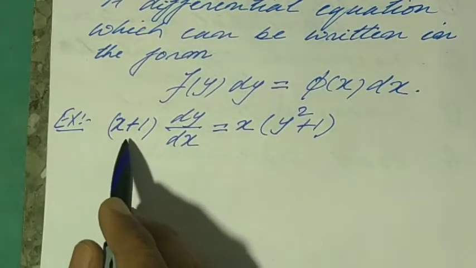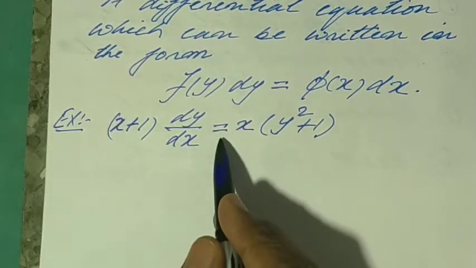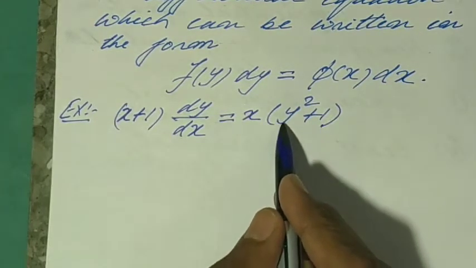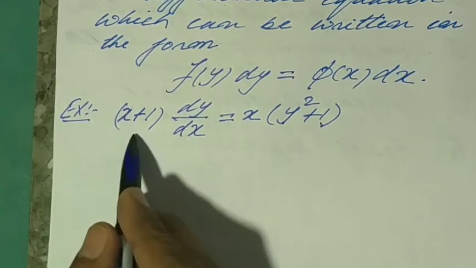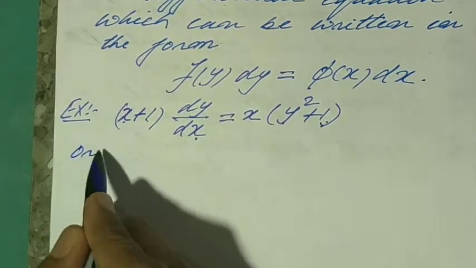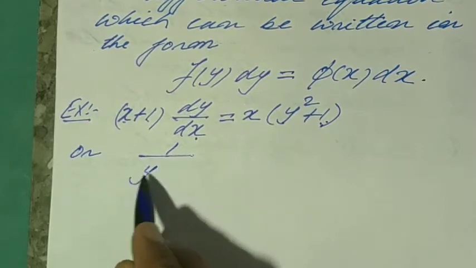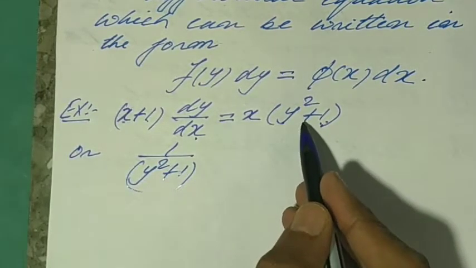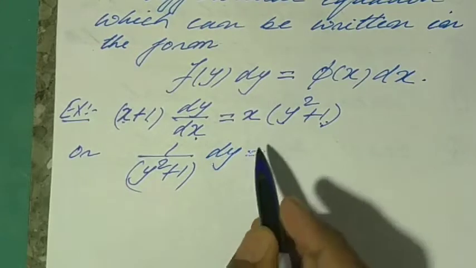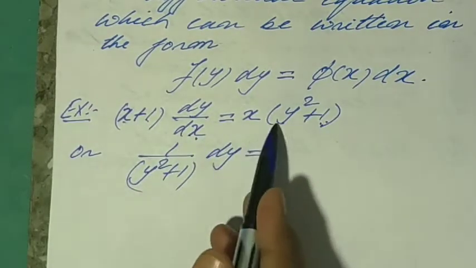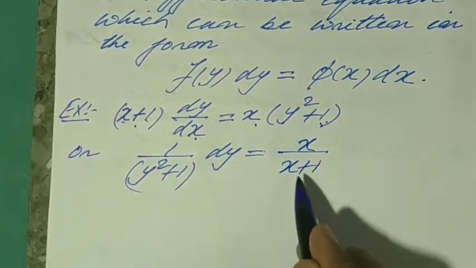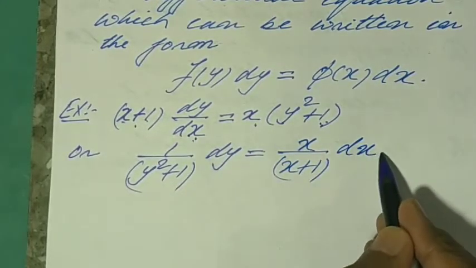For example, if the differential equation is given as (x plus 1) dy upon dx is equal to x (y square plus 1), clearly we may transpose y square plus 1 to the left hand side and x plus 1 and dx operator to the right hand side. So we may write it as 1 upon y square plus 1, because on transposition it will go in the denominator. So 1 upon y square plus 1 dy is equal to, and we transpose x plus 1 and operator dx to the right hand side. So this x plus 1 goes in the denominator of x. So we have x upon x plus 1 and dx operator in the numerator.